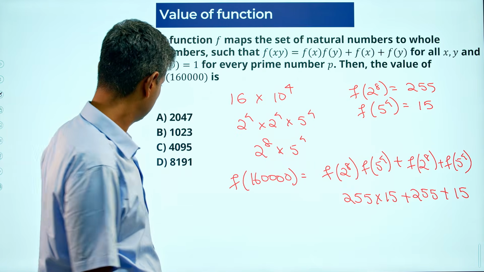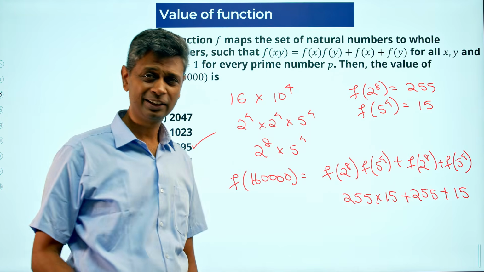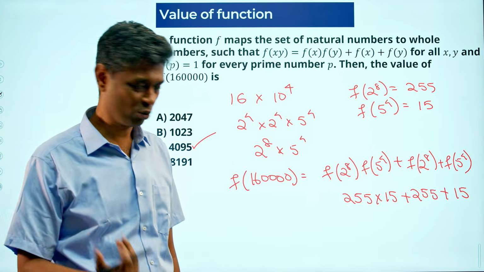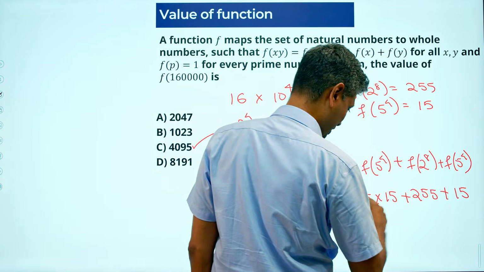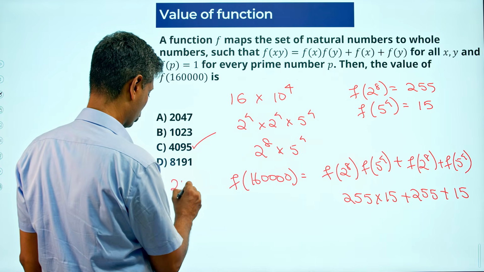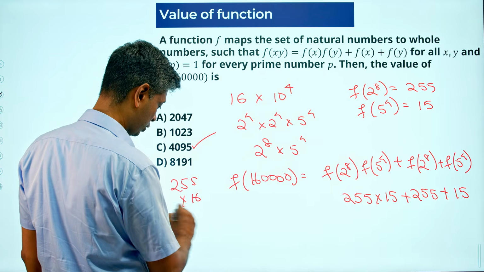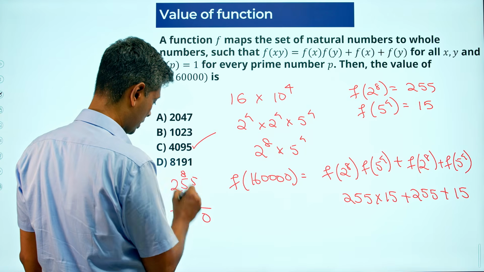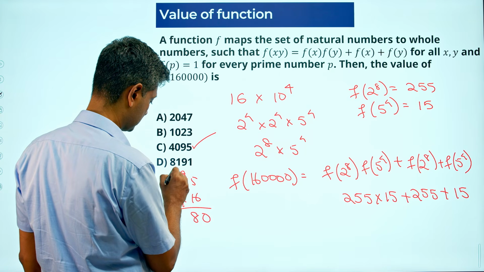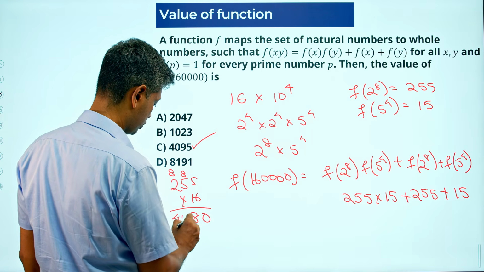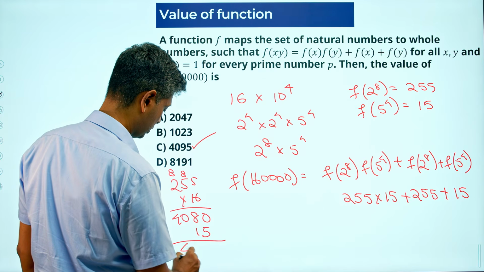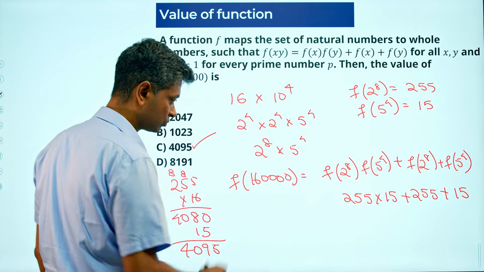It should end in 5. I'm guessing this. Perhaps we won't guess. We'll take it more seriously. 255 into 16, I'm going to call this, and then add 15 to it. 16 5s are 80, 8, 8, 32, 4080, plus 15, 4095.